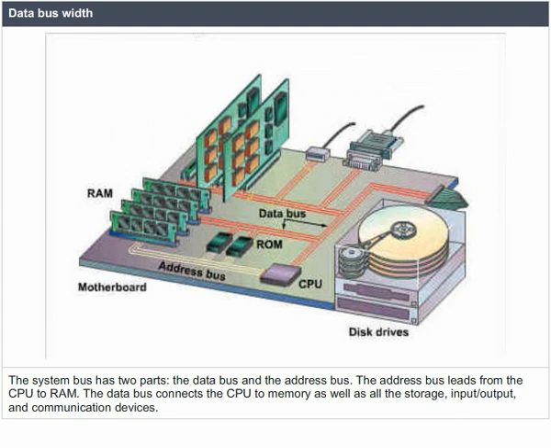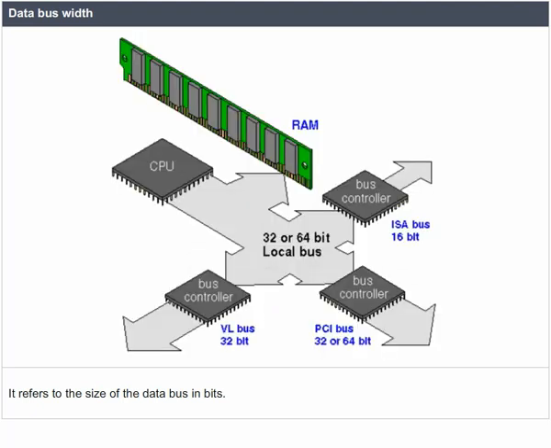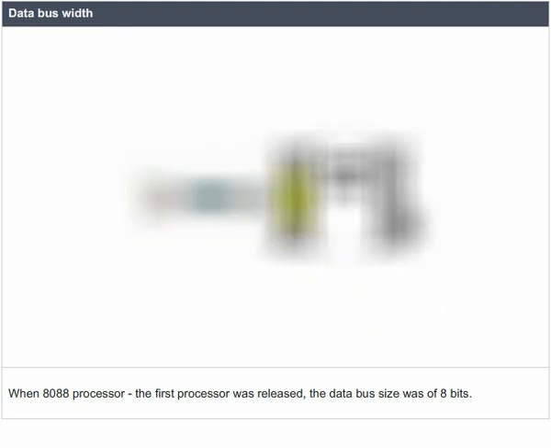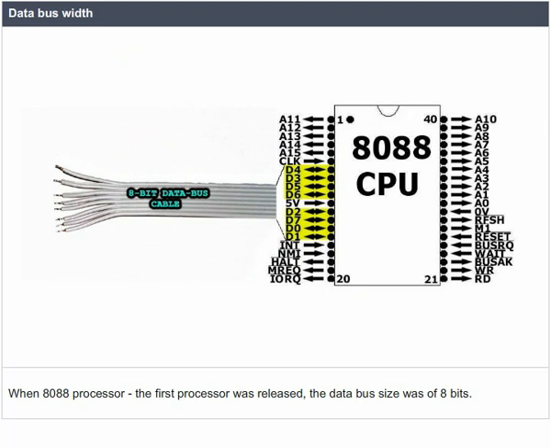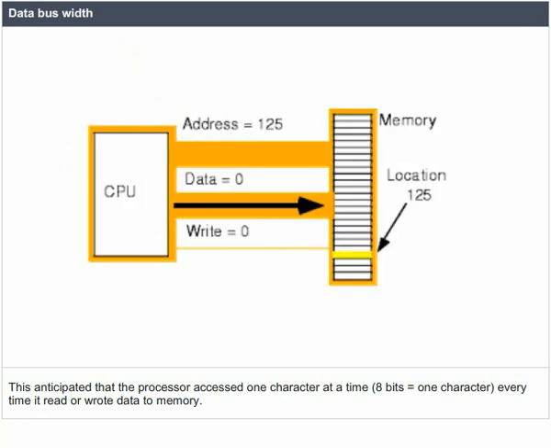The system bus has two parts, the data bus and the address bus. The address bus leads from the CPU to RAM. The data bus connects the CPU to memory as well as all the storage, input, output, and communication devices. It refers to the size of the data bus in bits. When the 8088 processor, the first processor, was released, the data bus size was 8 bits. This meant that the processor accessed one character at a time. 8 bits equals one character every time it read or wrote data to memory.